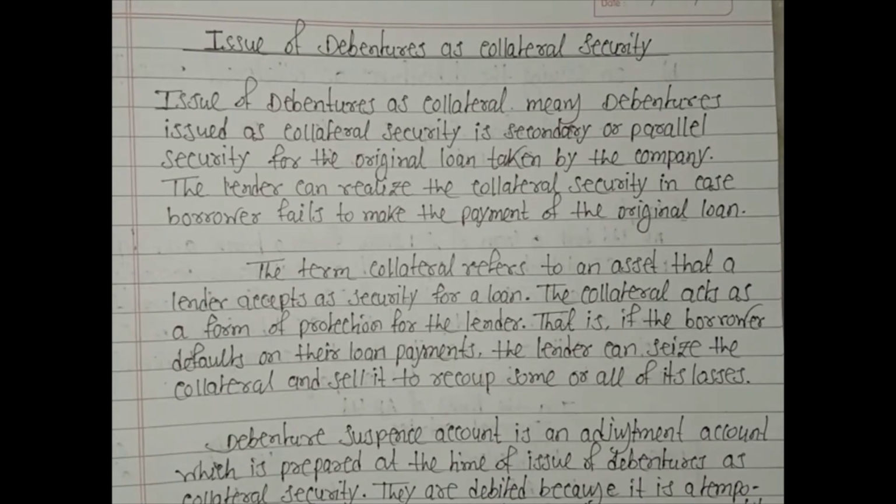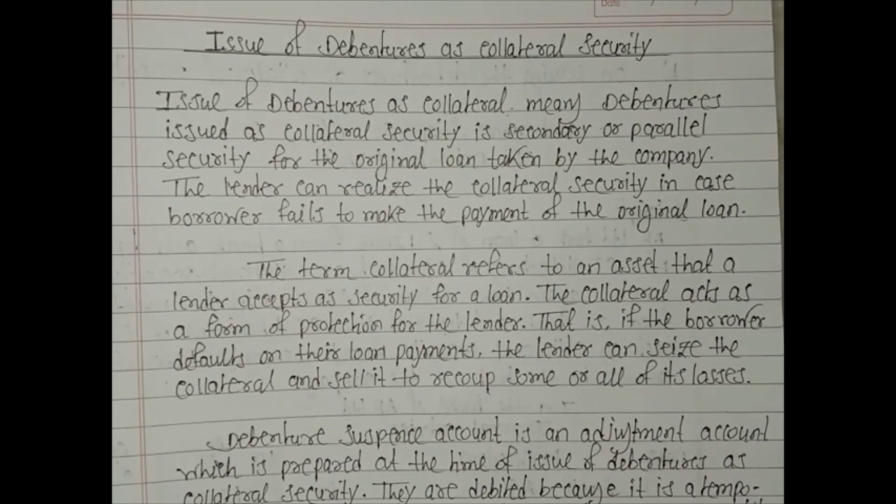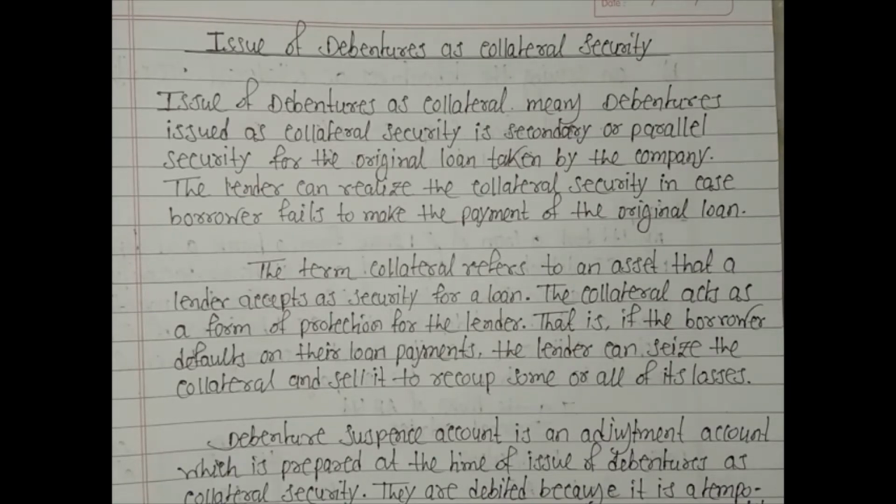If you want to take a loan from the bank, they ask for a mortgage. You can mortgage your property, you can mortgage your jewelry. Here the company mortgages the debentures to the bank to raise money as a loan. At the time of repayment, if the company is unable to make the payment, then the lender, or the bank, can sell those debentures in the open market and recover their losses.